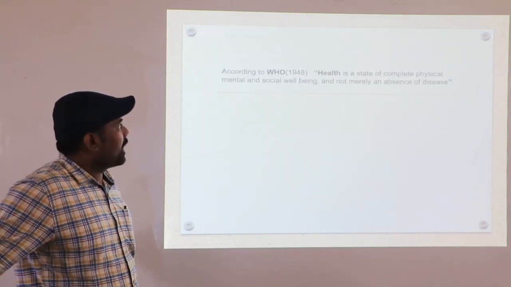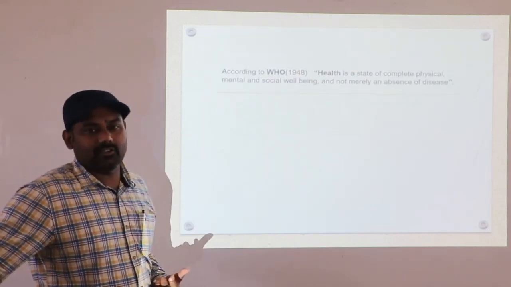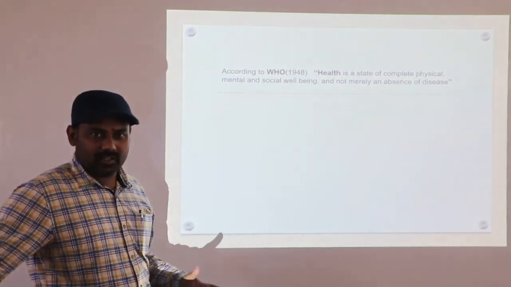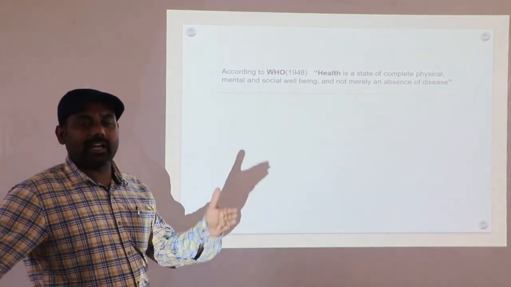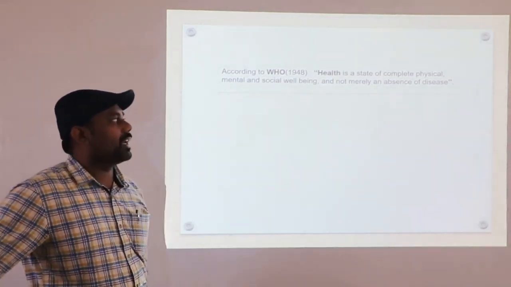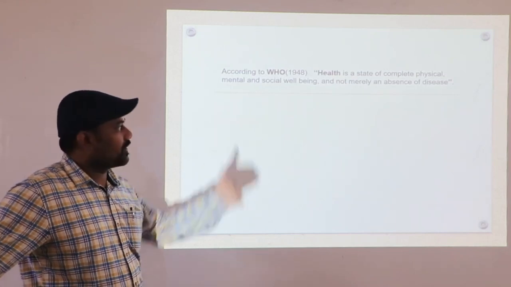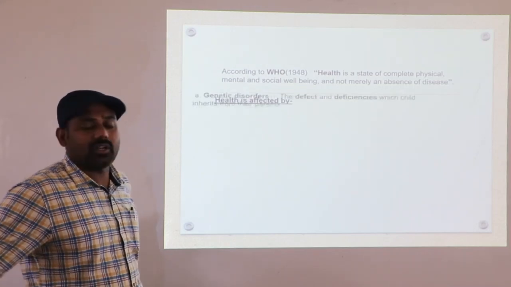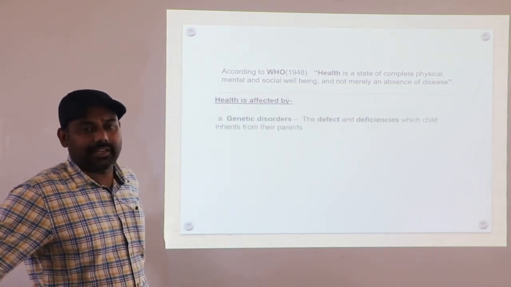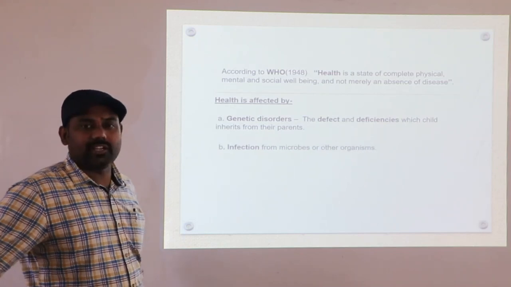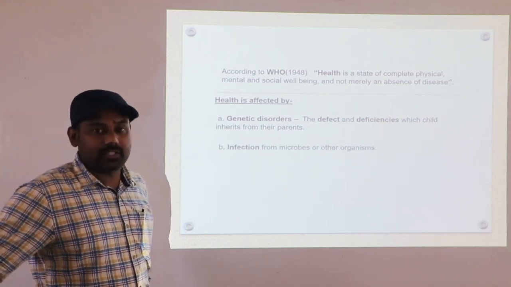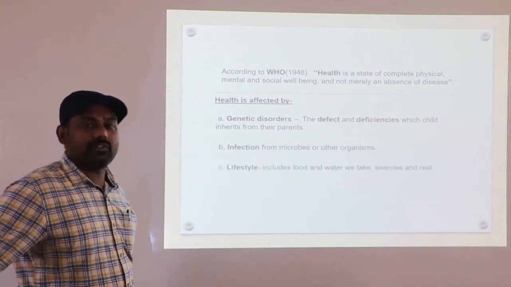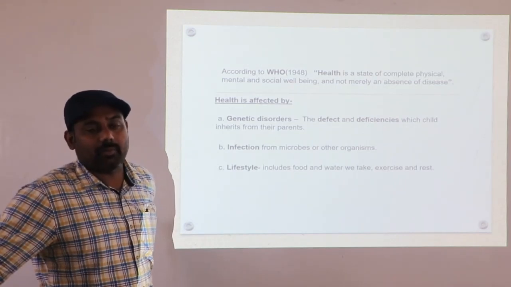Clear? So at the same time, what is the actual definition given by WHO, that is World Health Organization? It is a state of complete physical, mental and social well-being and not merely an absence of disease. Clear? So this is the actual definition given by the WHO. Then what are the factors which affect health? Clear? As you know, genetic disorders include defects and deficiencies, and both are present from birth. Clear? So next, infection, which is caused by pathogens or microorganisms.